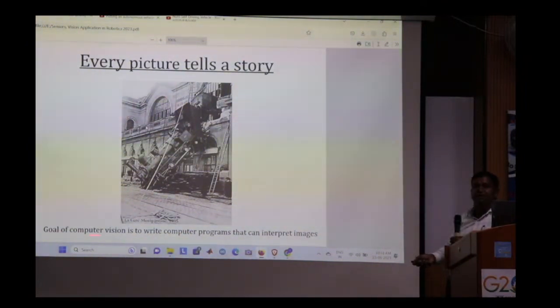The goal of computer vision is to write computer programs that interpret images. I have interpreted this image. Someone else can interpret it in a different way. Someone else can say that this must have been kept in a showcase and has fallen down. The toy train. Okay, this may also be one interpretation. So interpretation means computer vision basically tells you how you can interpret the image, what information you can extract from the image.